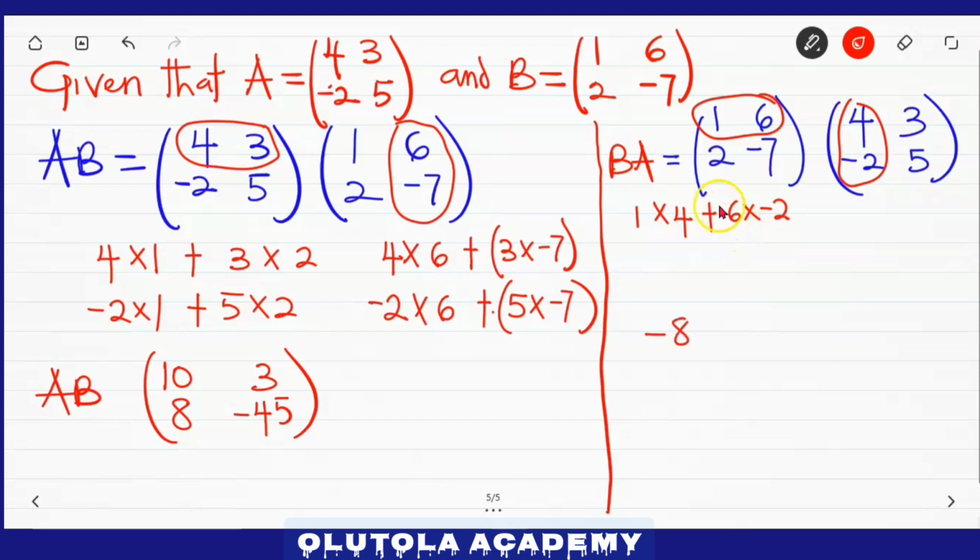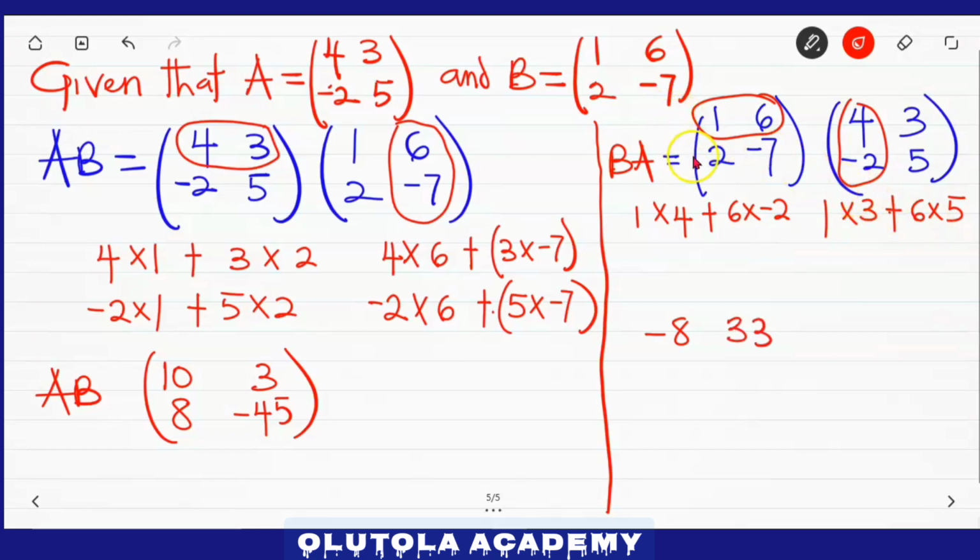So I'll go again. This row multiplies this column, and that will give us this slot here. So we are going to have 1 times 3 plus 6 times 5. So that's 3 plus 30, and 3 plus 30 will give us 33.